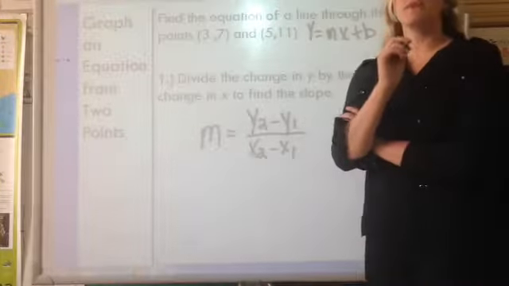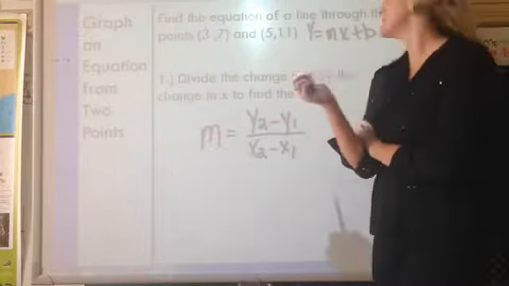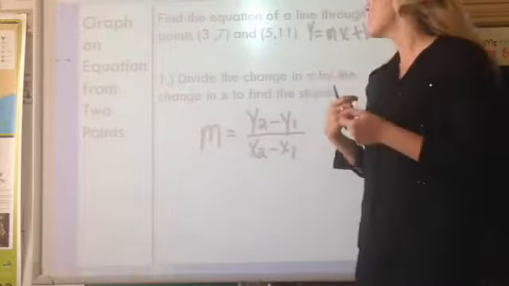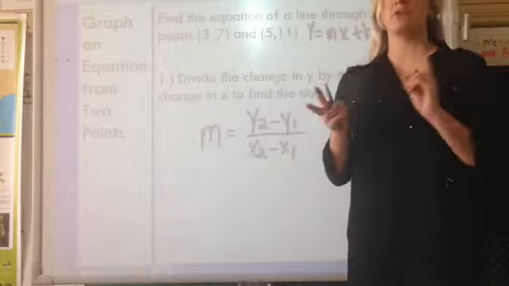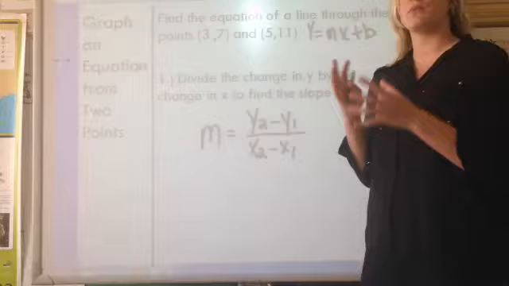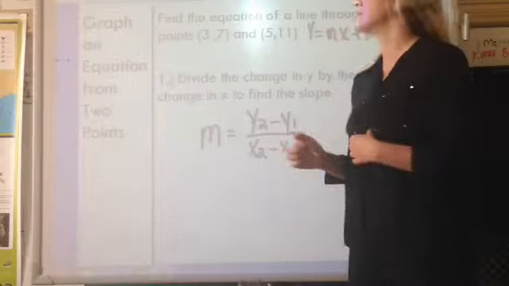Hey seniors, so far we've been talking about writing equations in slope-intercept form and graphing those equations. Today we're going to continue with that, but we're going to be finding the equation of a line through two different points. It's pretty simple, but there are a lot of steps, so make sure you are taking very good notes. Let's jump in.